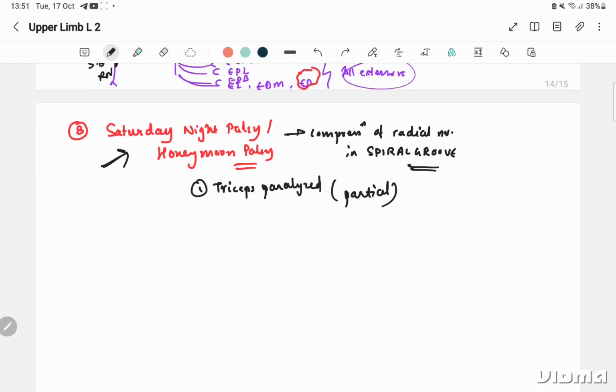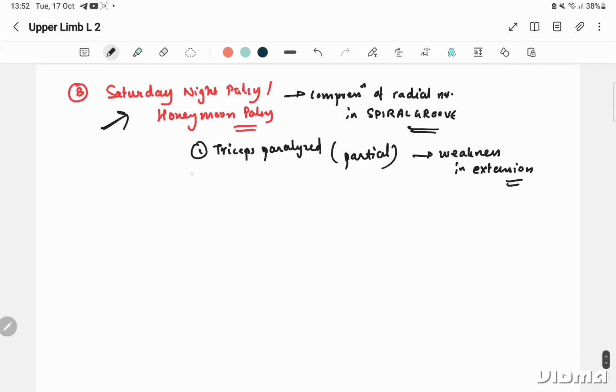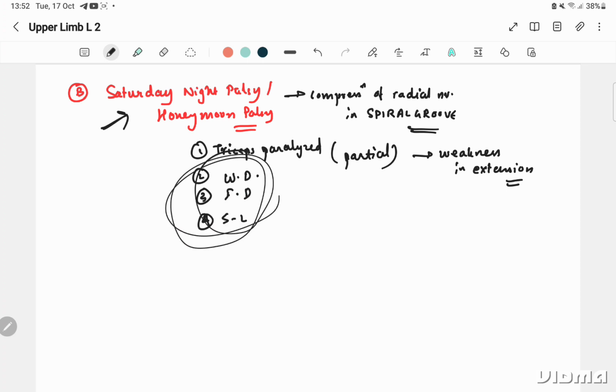Okay, so in this the triceps would be partially paralyzed, the axilla is not involved, so there will be weakness in elbow extension, because triceps is an extensor. And other features would be there, like wrist drop, finger drop, and sensory loss. Other features of crutch palsy will be there.